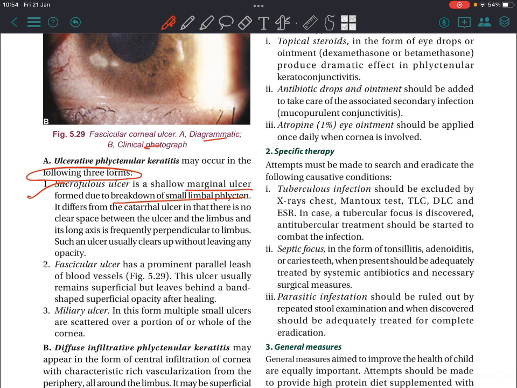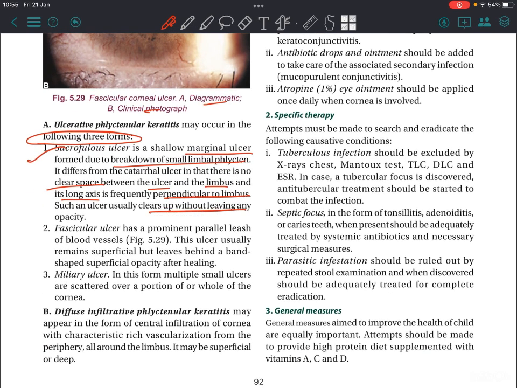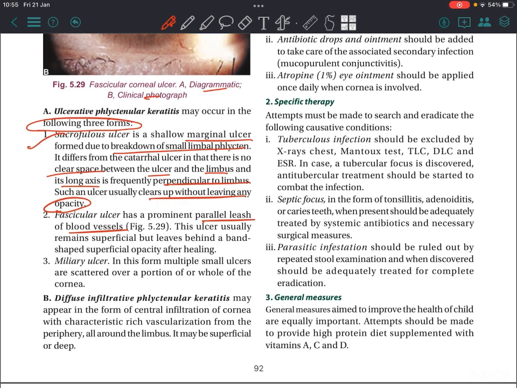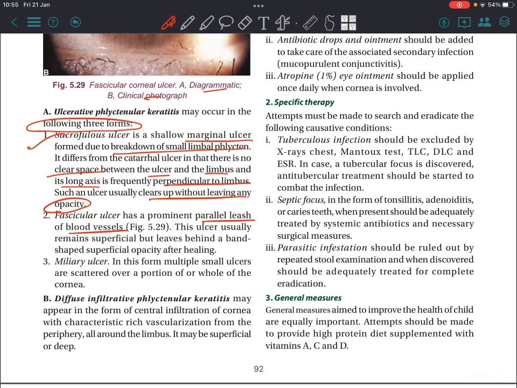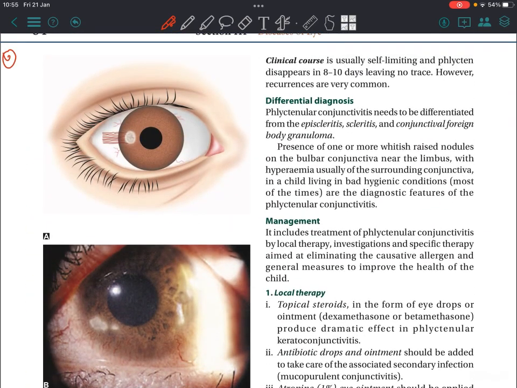Sacrophilous ulcer is a shallow marginal ulcer formed due to breakdown of a small limbal phlycten. It differs from a catarrhal ulcer in that there is no clear space between ulcer and the limbus, and its long axis is frequently perpendicular to the limbus. Such an ulcer usually clears up without leaving any opacity. Fascicular ulcer has a prominent parallel leash of blood vessels.